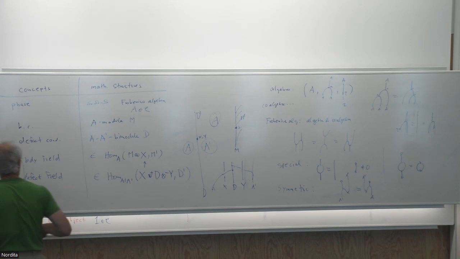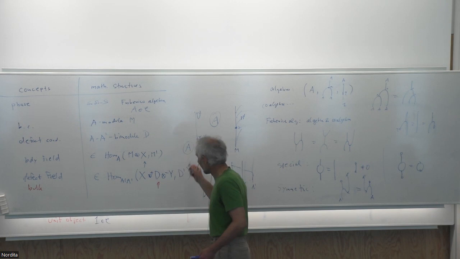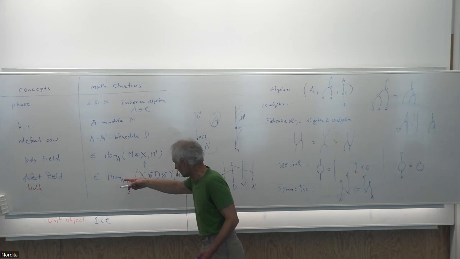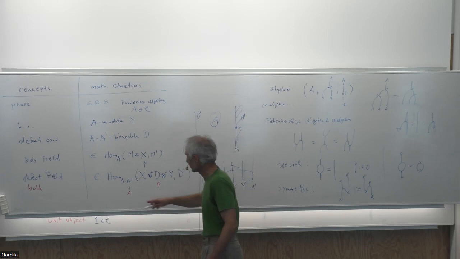Well, for a bulk field, D is just the tensor unit of this category of A bimodules. In this case, you have A prime equal to A. A-A prime bimodules do not have a tensor product. There's a kind of algebraic structure on them, but if A is equal to A prime, it's actually a monoidal category. It has a tensor unit. This is the one.